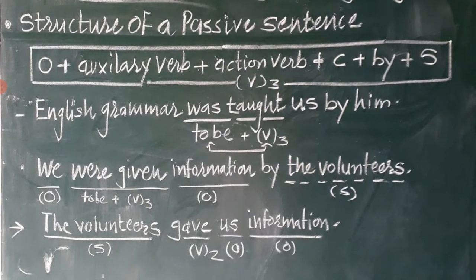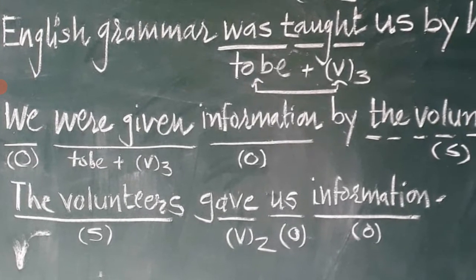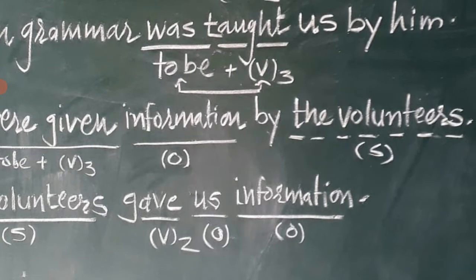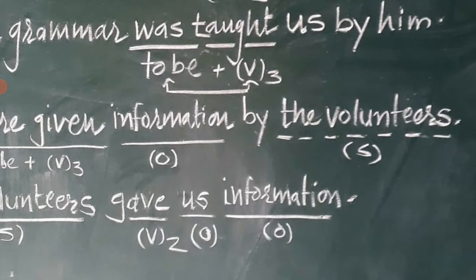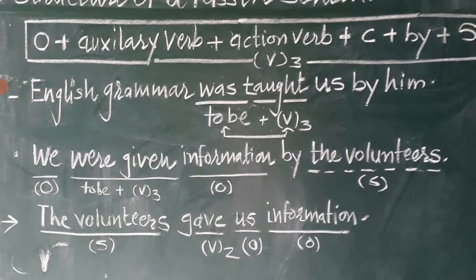Now, one more example is here. We were given information by the volunteers. As we can see here, the auxiliary is were, later on give, gave, given. So, to be plus V3, you can see the very status of an action verb along with its auxiliary. So, a very clear indication that the sentence is in passive structure. One more thing for identification is that after the preposition by comes the volunteers, that is the subject, and you can guess whether the given sentence is active or passive on the basis of these two things.